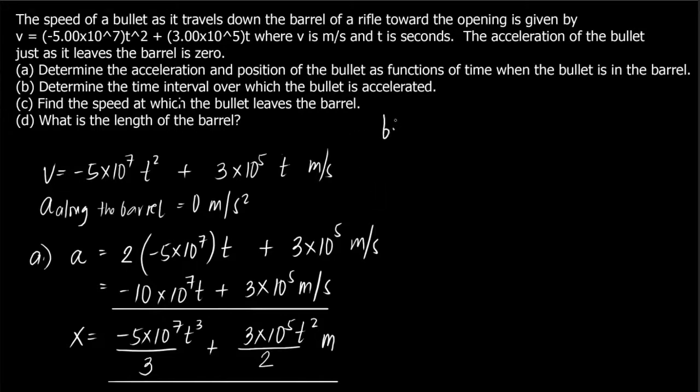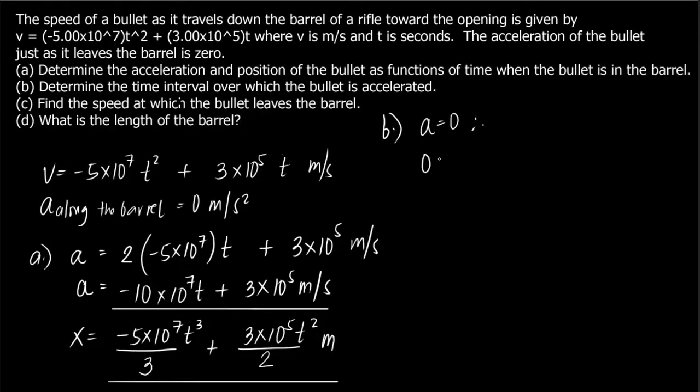Our letter B: determine the time interval over which the bullet is accelerated. So, the question is what is the time before our bullet stops accelerating. We know that the acceleration happens only while it is within the barrel, because just as it leaves the barrel, the acceleration is 0. So, using this new equation that we got, we substitute a, 0. So, a is equal to 0.